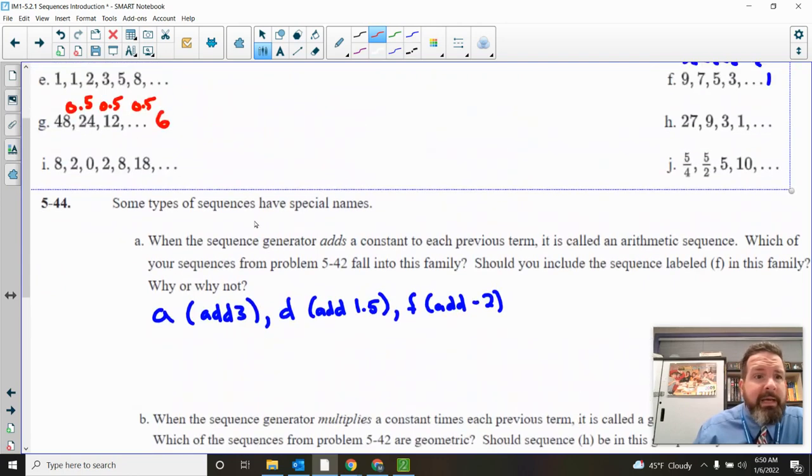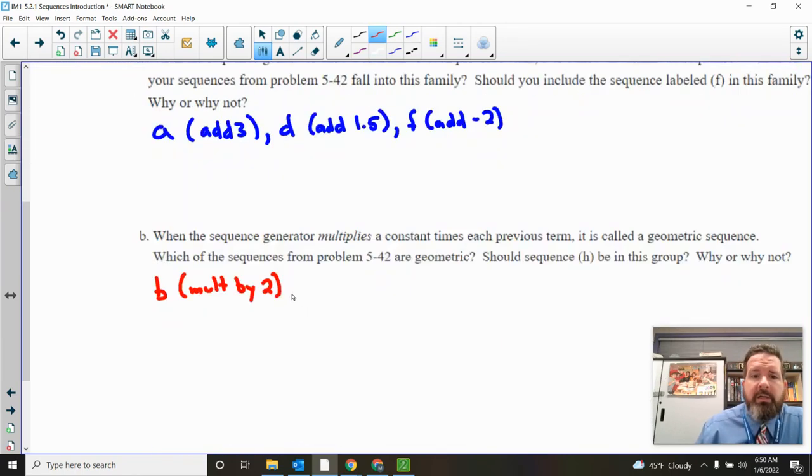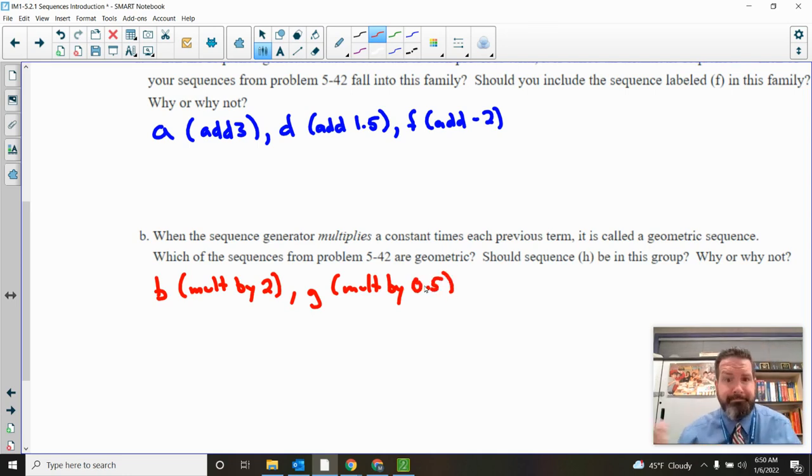So coming down here, that was letter G. So yes, G is going to be geometric, where we're multiplying by 0.5, or you could write it as a fraction. You can write multiplying by a half. That would work as well. So these are called the common ratios. The common ratio here is 2, and the common ratio here is 1/2.